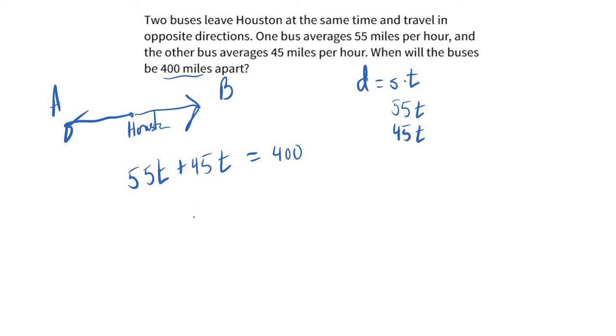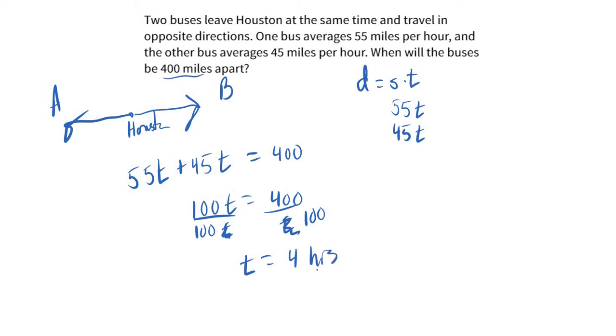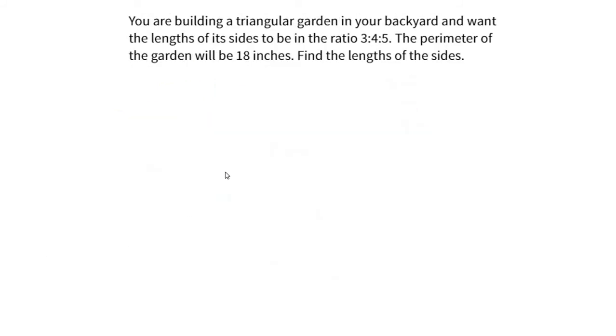Combine like terms. So 100t equals 400. Divide to get t by itself. Whoa, I'm not dividing by t. Sorry about that. I'm dividing by 100 to get t by itself. And so t equals 4 hours. So in 4 hours, those two buses are going to be 400 miles apart. Again, hopefully you can follow that. Not too bad. One more.